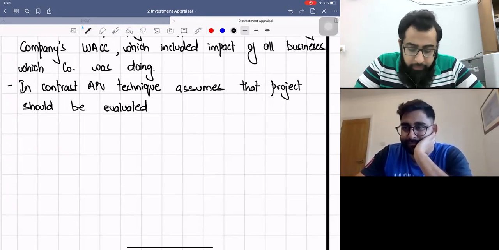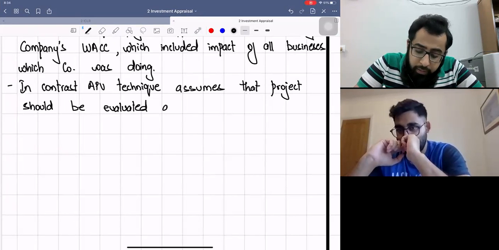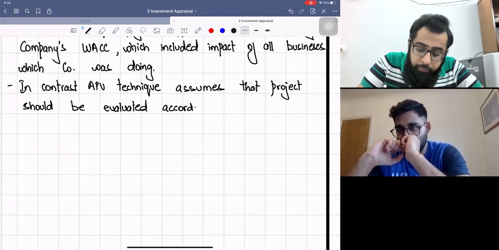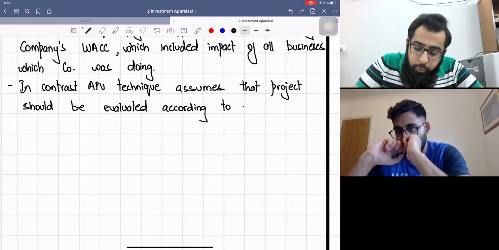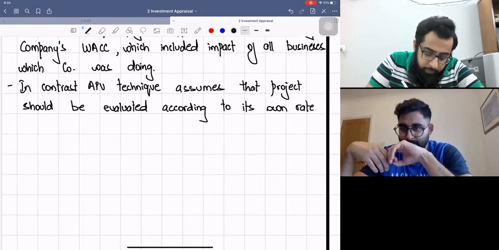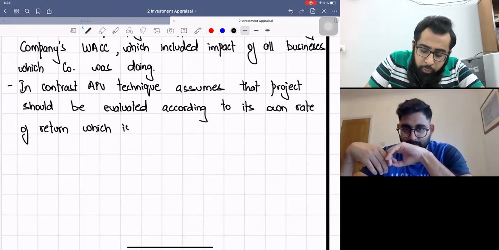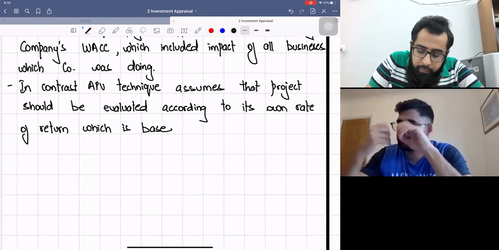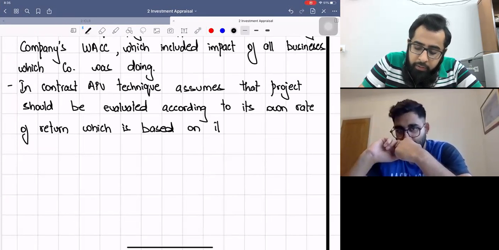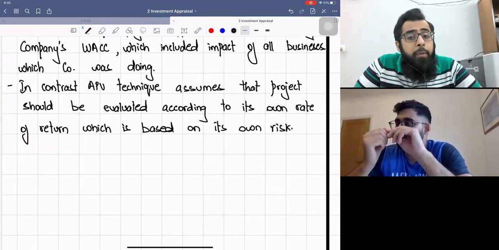Now, in contrast, the APV technique assumes that the project should be evaluated according to its own rate of return, which is based on its own risk. Are you getting the point?